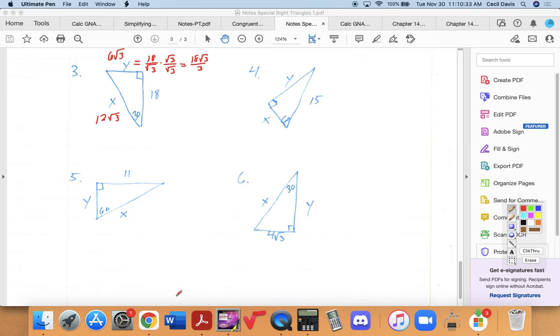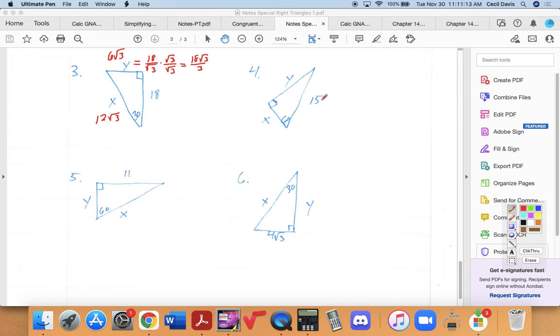Okay? Does the short leg always have to be the one with the square root of 3, or can it be the long leg too? The square root of 3 could be anywhere. It just needs to be one of the legs. It's possible that none of them have a square root of 3 in them. But the relationship holds no matter what. The short leg is half the hypotenuse, and the long leg is the short leg times the square root of 3.